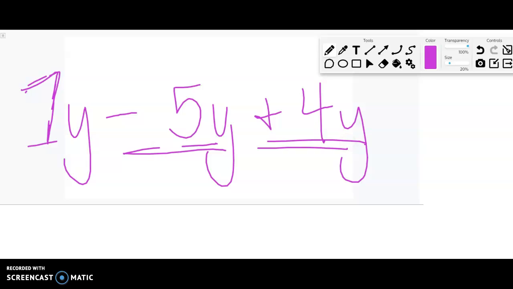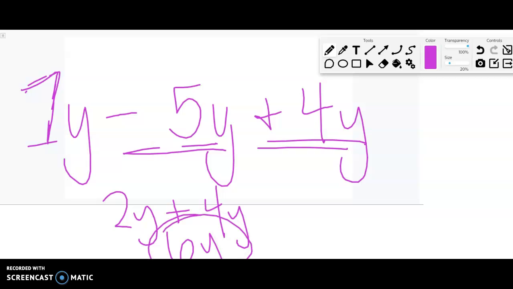So I start with 7y, subtract 5. Well, 7 minus 5 is 2y. And then I'm adding on 4y. So in the end, I get 6y. Now you could have just said, okay, 7 minus 5 is 2, plus 4 is 6, and not written this middle step, but you can always write that middle step if you need to. All right, so that is really all there is to it.